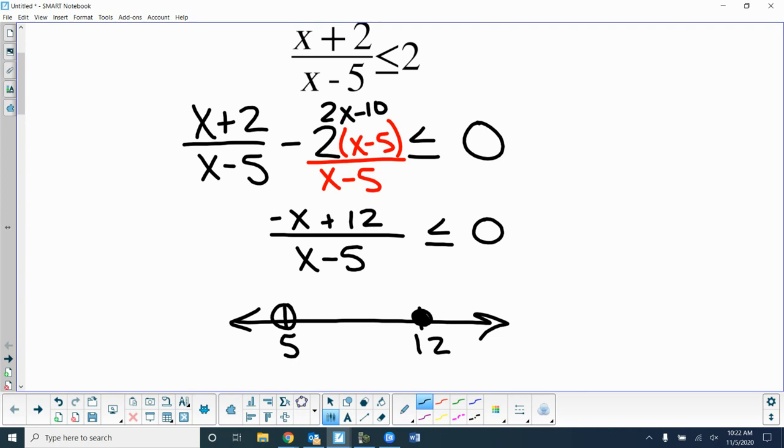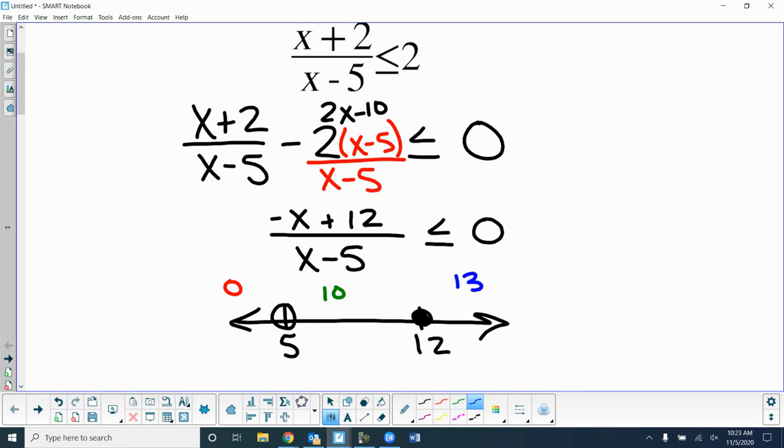Now, we pick numbers from each section of the graph to figure out where we draw our arrows. So I'm going to just pick 0 here because 0 is really easy to work with. In the middle, I'm going to pick 10. But it could be 6 through 11, right? 6, 7, 8, 9, 10, or 11. And then for this side, I'll just pick 13.